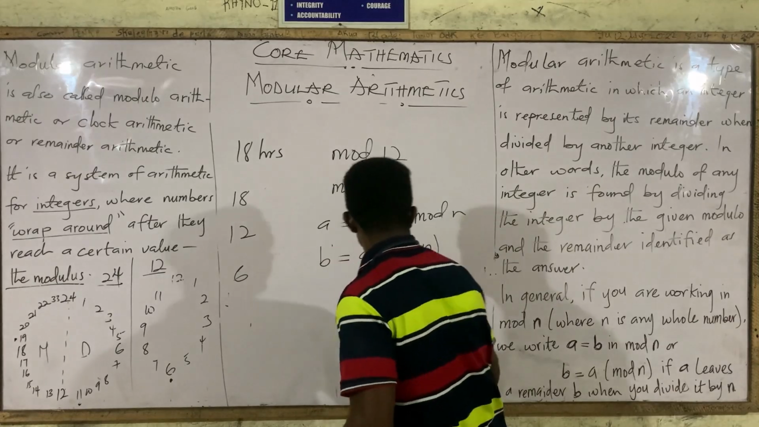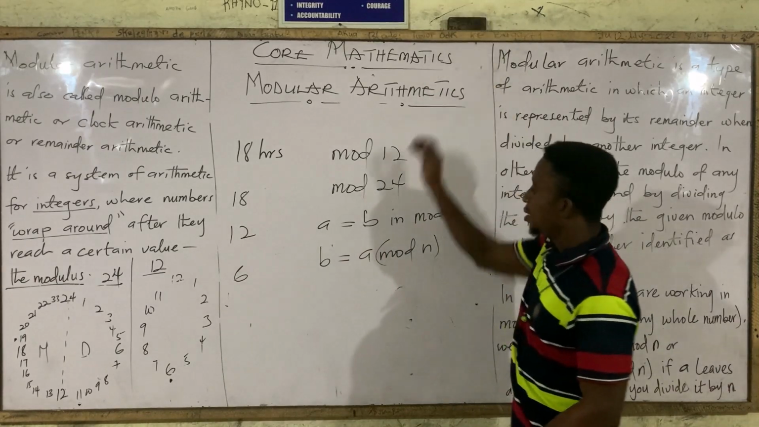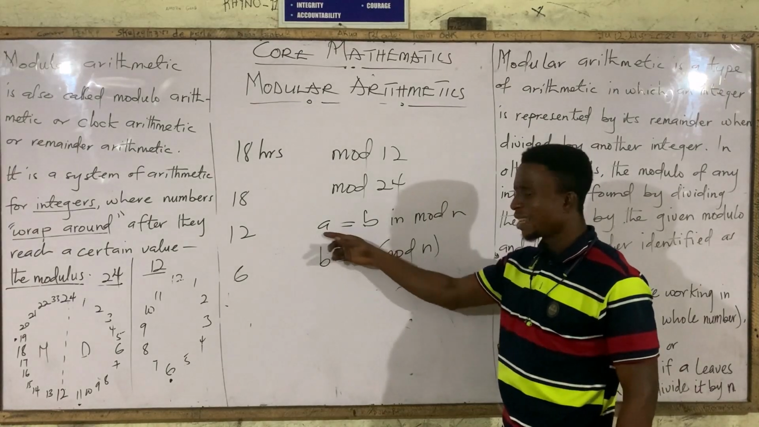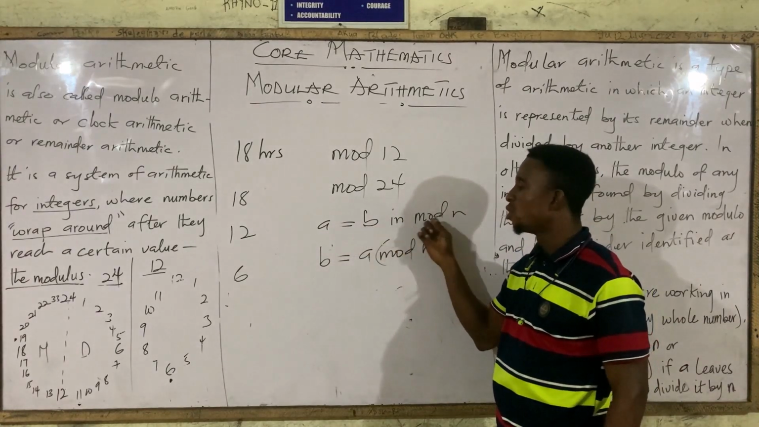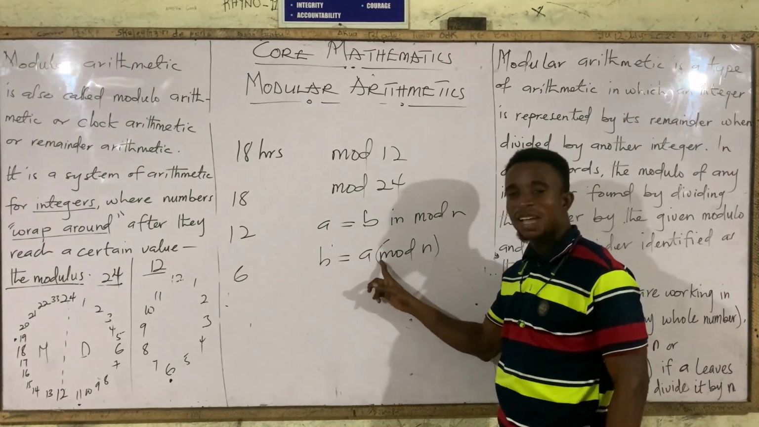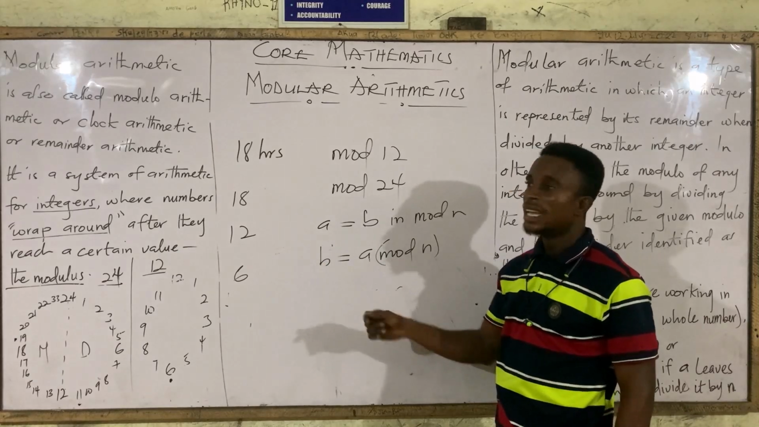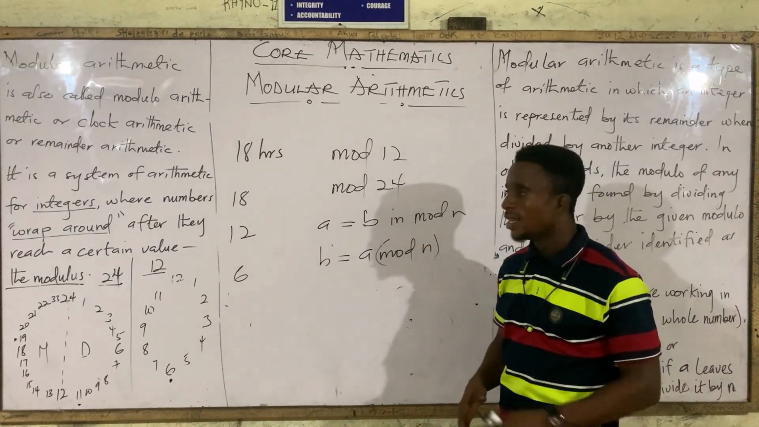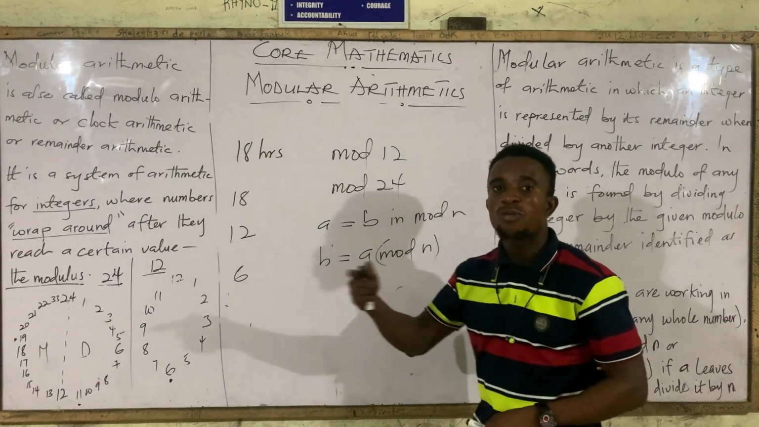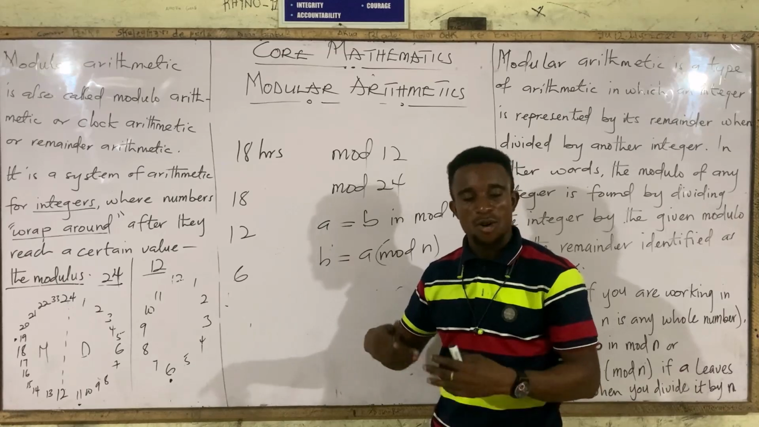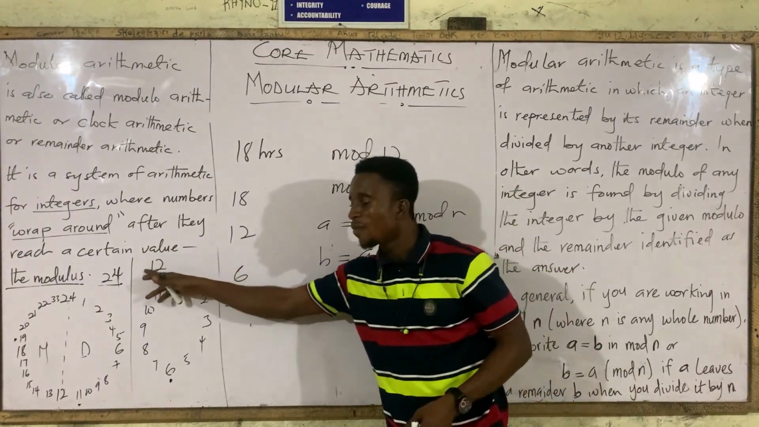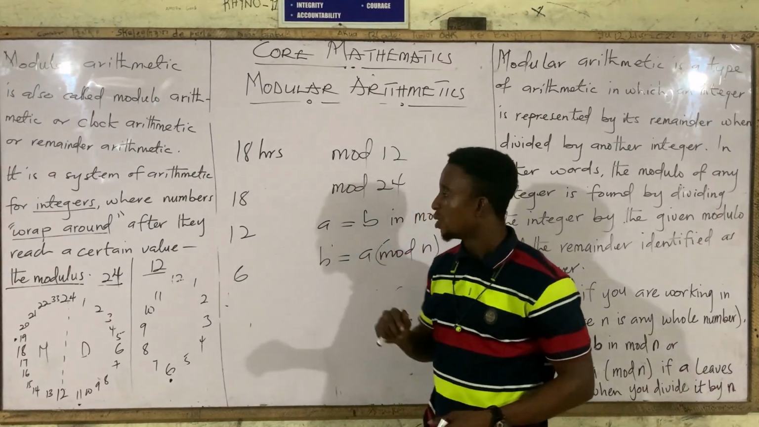So this one is equal to this, or this is equal to that. Can you see something? a is equal to b in mod n, or b is equal to a mod n. Here we don't have any a, so it has changed. Let's use this one to represent that. This is what we are converting towards the 12-hour clock. So what do we do?